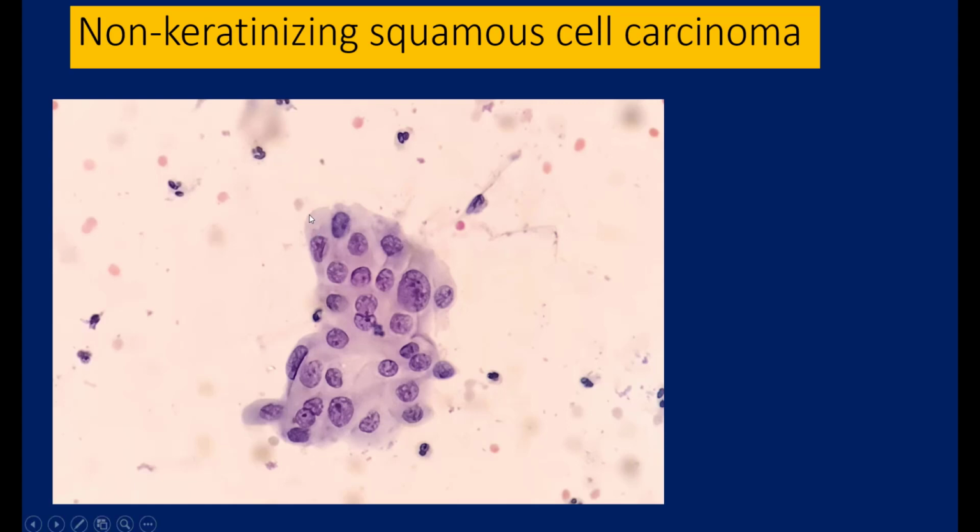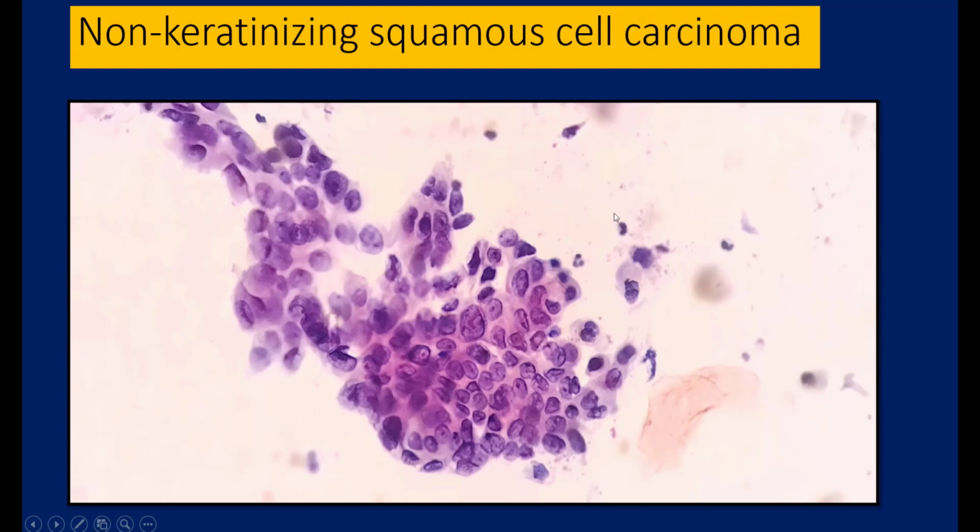You can see polygonal cells, okay, marked pleomorphism. Nuclear chromatin is a little bit more opened up compared to a keratinizing type. You can see more prominent nucleoli, and you have the presence of some dirty material in the background.